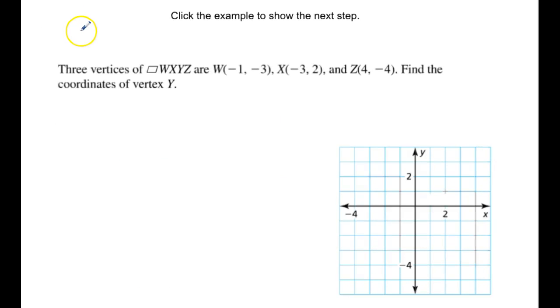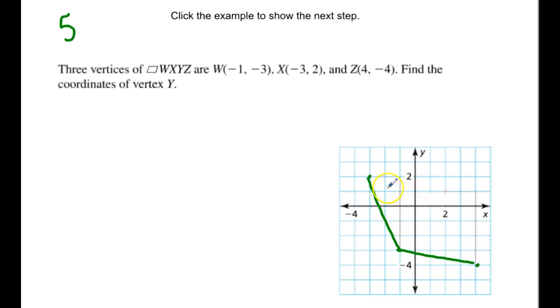So now here is going to be example number 5. So I know 3 vertices of this parallelogram W, X, Y, Z are at -1 and -3. We're going to go ahead and draw them as we go. -3, 2, and 4, -4. Okay, so here we are. Those are 3 points. So I'm supposed to find the coordinates of vertex Y. So I'm missing 1 point.